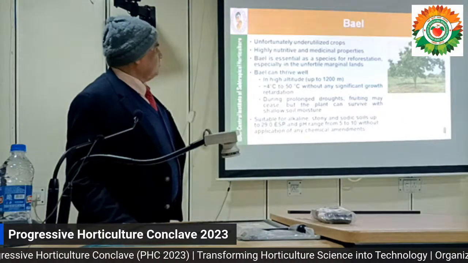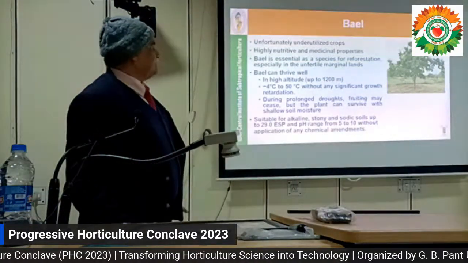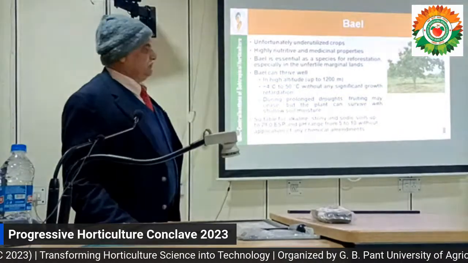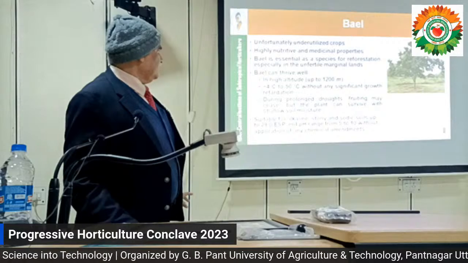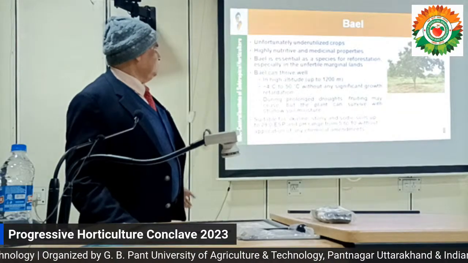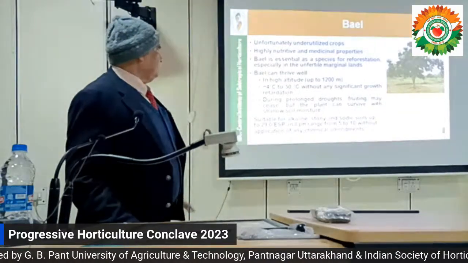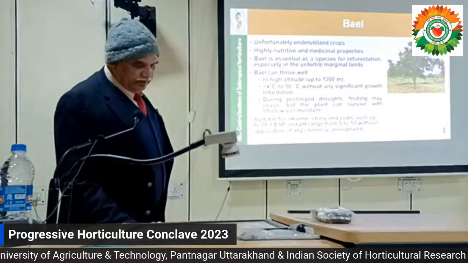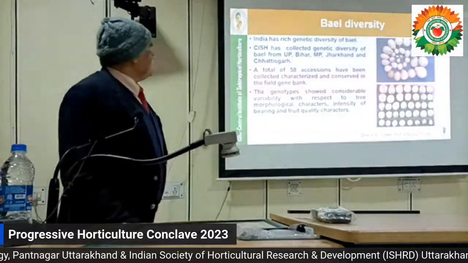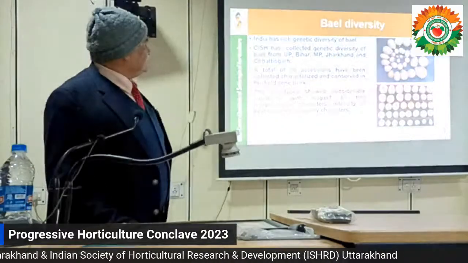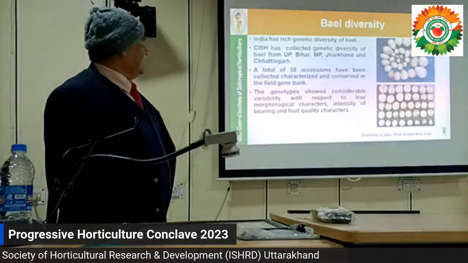During prolonged drought, fruiting may cease, but the plants can survive where other plants cannot. It is suitable for alkaline, stony, and sodic soil; up to 29 ESP bael can survive, and with a pH range of 5 to 10, bael can be grown without application of chemical amendments. Similarly, at CISH, we have collected a lot of genetic diversity from UP, Bihar, MP, Jharkhand, and Chhattisgarh.